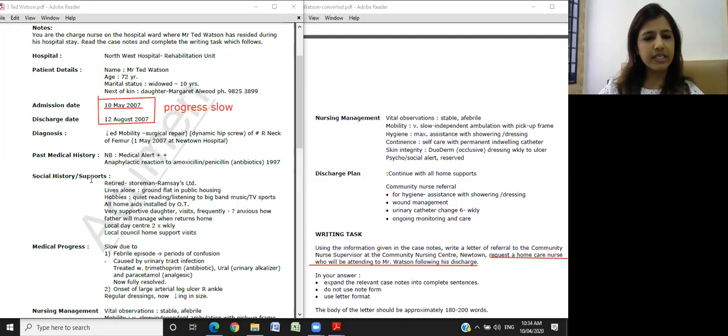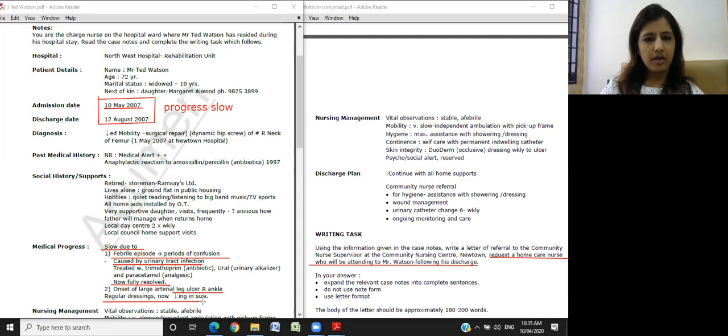Now you can find that out in the medical progress. Yes? So the medical progress here tells you clearly that the progress was slow. Why was it slow? Because he had a urinary tract infection, which was treated with antibiotics, but now it has fully resolved. And because he stayed for 3 months and had decreased mobility, he also developed a bed sore, a leg ulcer on the right ankle. So these were the two reasons why his progress was slow.